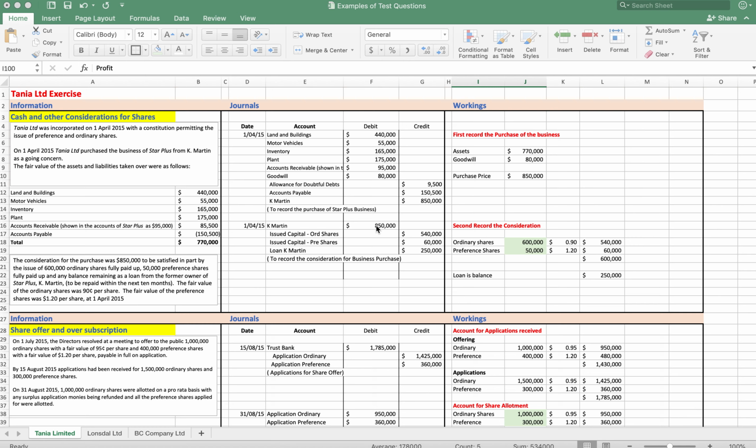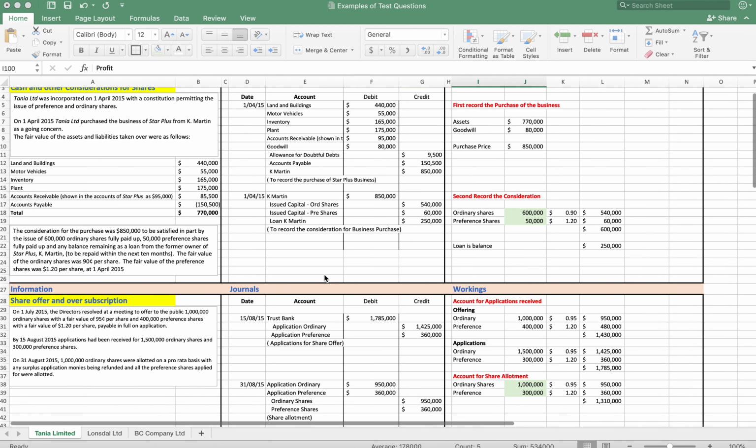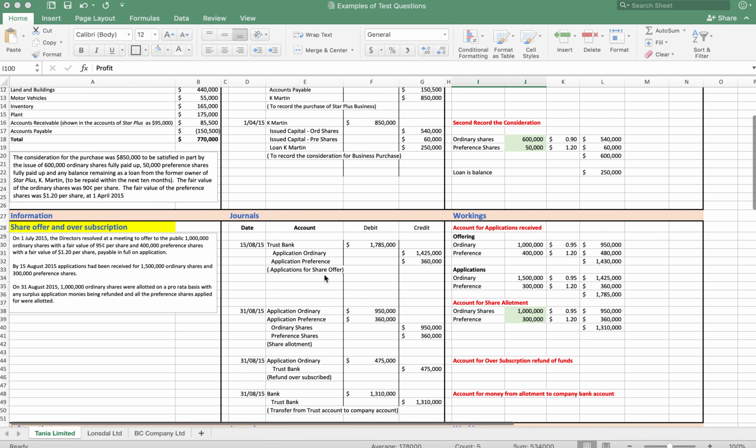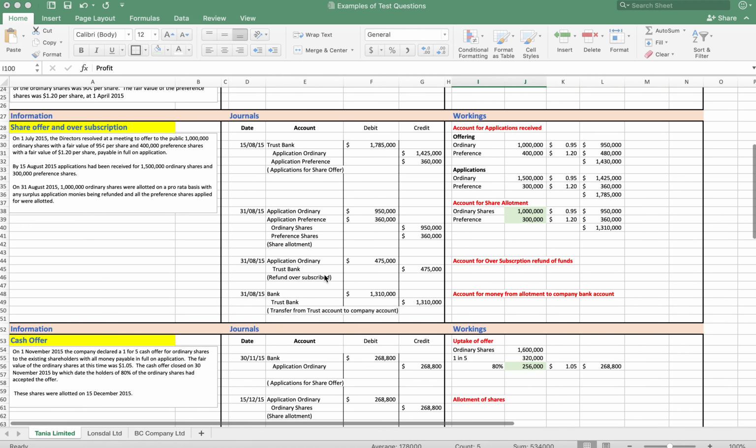Right, it's Joe. Last exercise we need to do for Tania Limited. So the company was incorporated, acquired a business. They issued shares to K Martin for his business. They then went to the public and made a share offering.